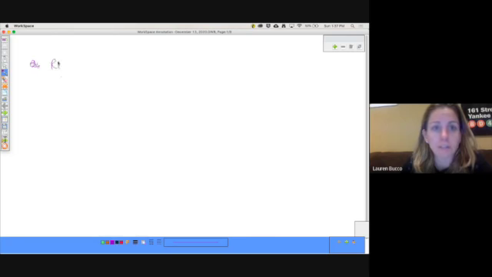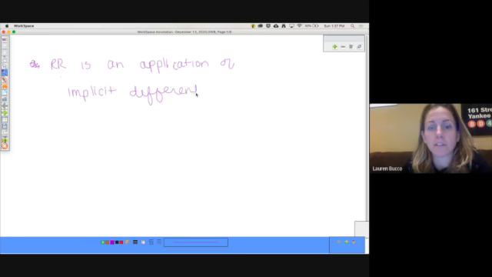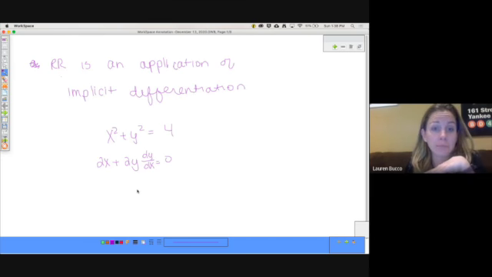Related rates is an application of implicit differentiation. If you think back to last unit, implicit differentiation was when you had something like x squared plus y squared equals 4. That's the equation of a circle, and we wanted to find the derivative, but we didn't have y by itself, so this was 2x plus 2y, and then you had to follow it up with dy dx, because we are always deriving things with regards to x.